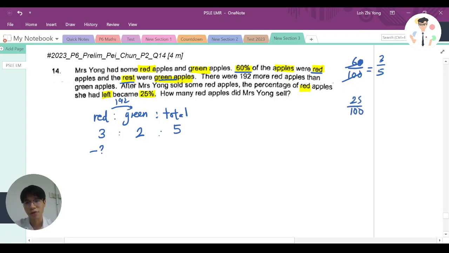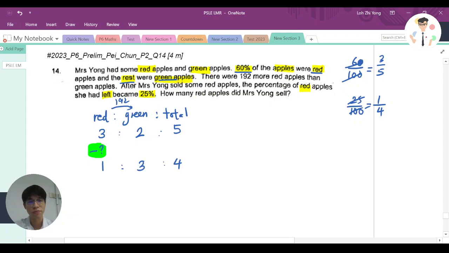25% is 25 out of 100, and if you simplify, it's 1 over 4. Means that now it's 1 unit, whereas the total now becomes 4. Okay? And now the question asks, how many red apples did Mrs. Yong sell? Basically asking for this question mark. Okay? Now, of course, I know that red is 1 unit, total is 4. The green color should be how many?